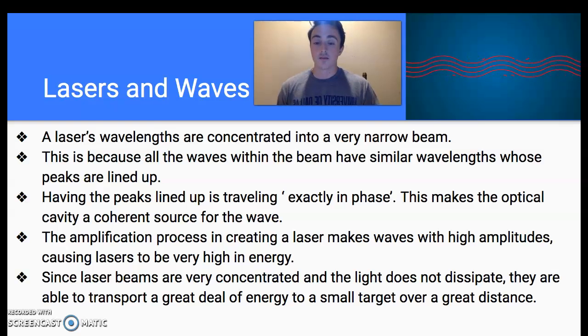Since a laser beam is very concentrated and the light does not dissipate, they are able to transport a great deal of energy to a small target over a great distance.